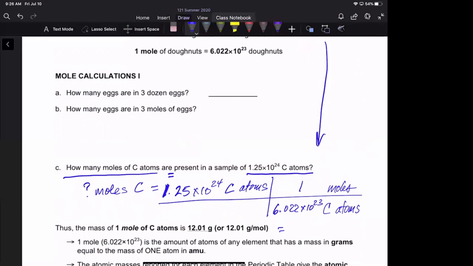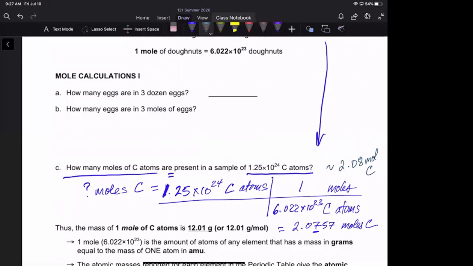I advise that you use your exponential button, your EXP or EE, and I get 2.0757 moles of carbon, and that is good to 3 significant figures. So if I was going to round that, I would say it's about 2.08 moles of carbon. Now, moles has the abbreviation mol.